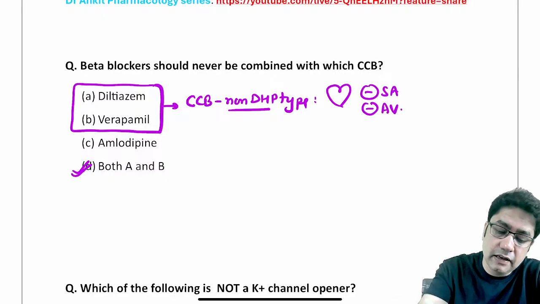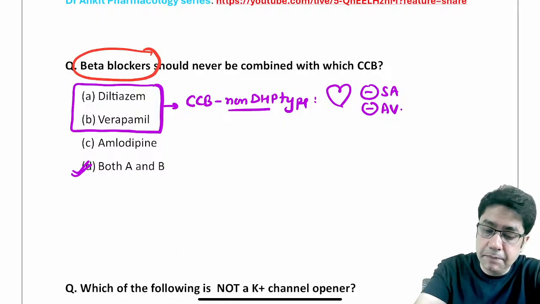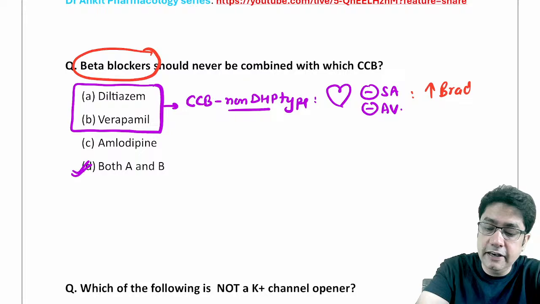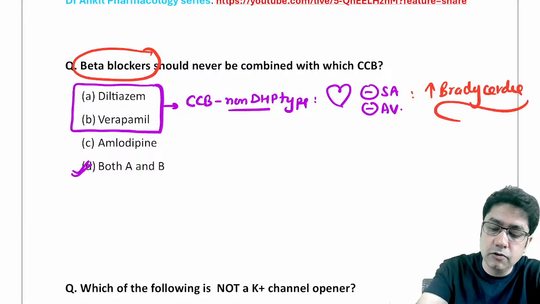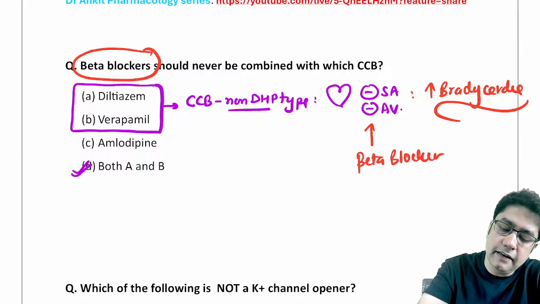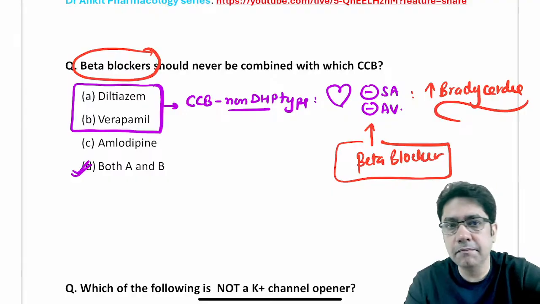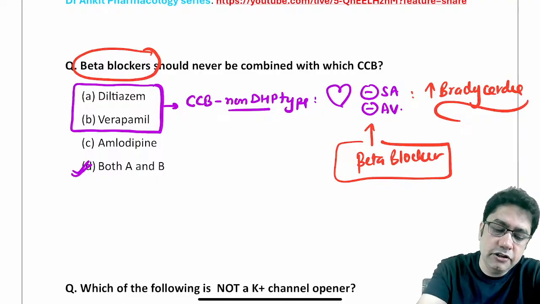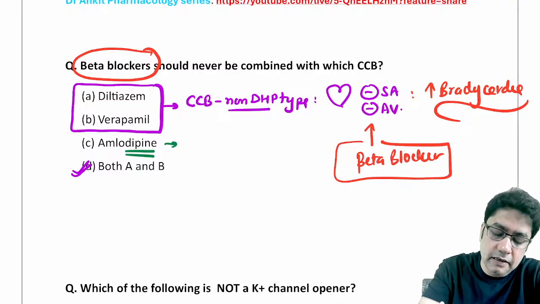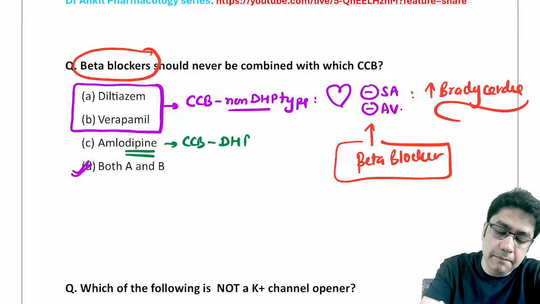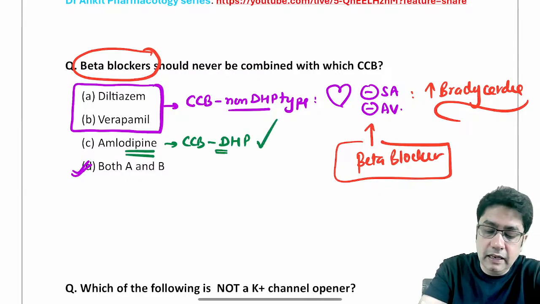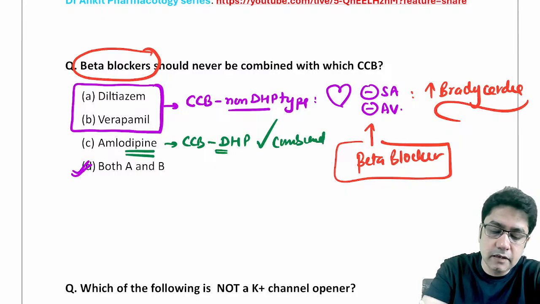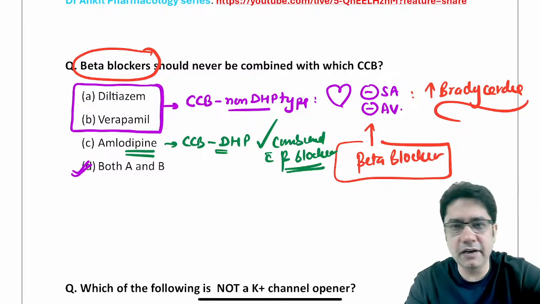Because of this reason, if you combine them with a beta blocker, the patient will have an increased risk of bradycardia, because beta blockers also inhibit the SA node and AV node on the heart. So the patient will have complete cardiac arrest and the patient will die. So we never combine diltiazem and verapamil with a beta blocker. But remember, any calcium channel blocker which ends with the word dipine is a DHP type calcium channel blocker. They are routinely combined with beta blockers. They can be combined with beta blockers because they don't act on the heart, they rather act on blood vessels.